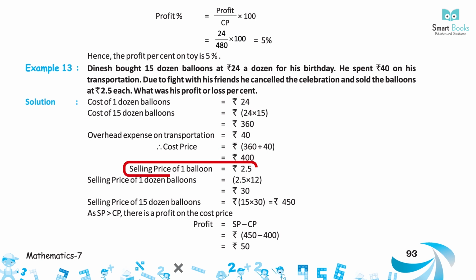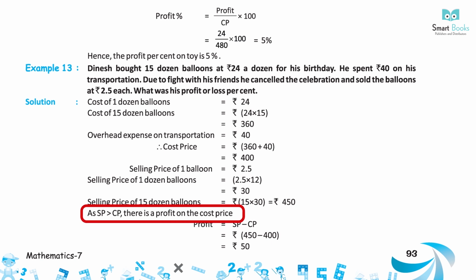Selling price of 1 balloon is equal to rupees 2.5. Selling price of 1 dozen balloons is equal to 2.5 into 12, is equal to rupees 30. Selling price of 15 dozen balloons is equal to 15 into 30, is equal to rupees 450. As selling price is greater than cost price, there is a profit on the cost price.